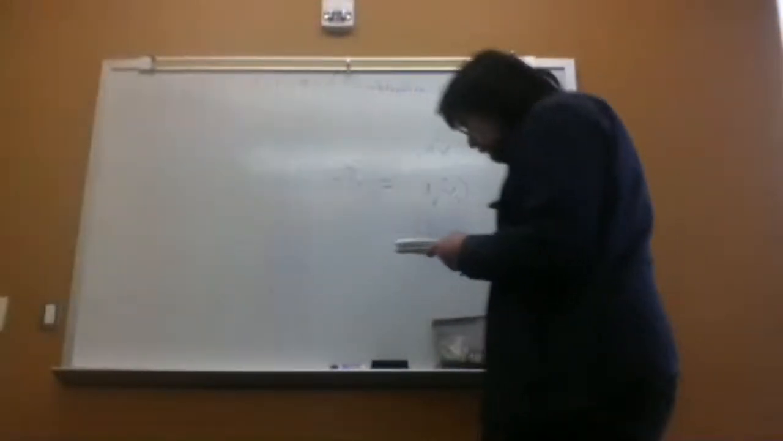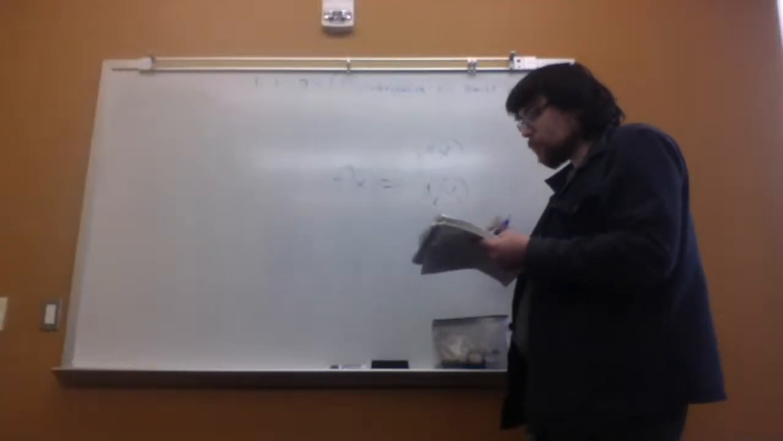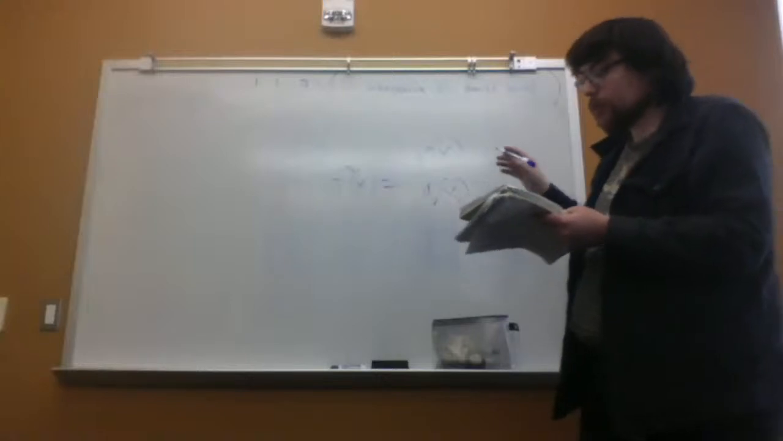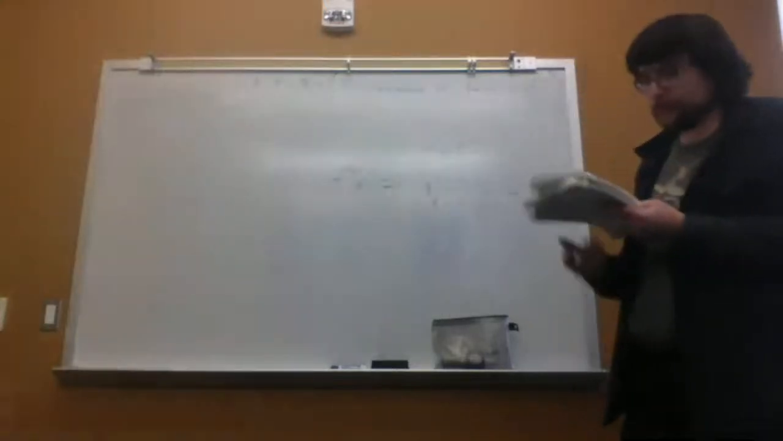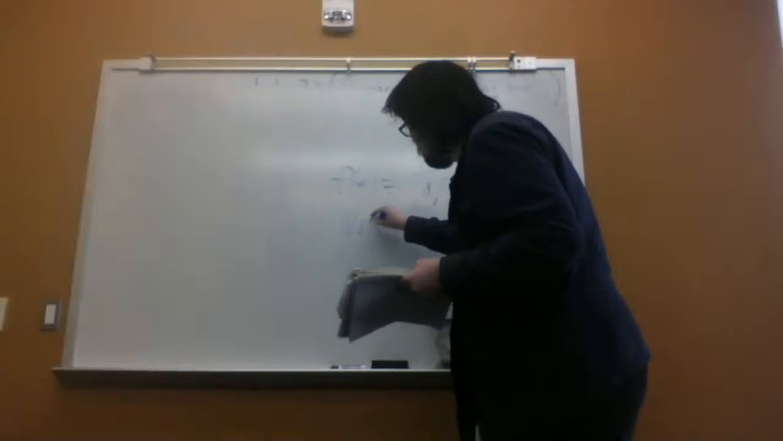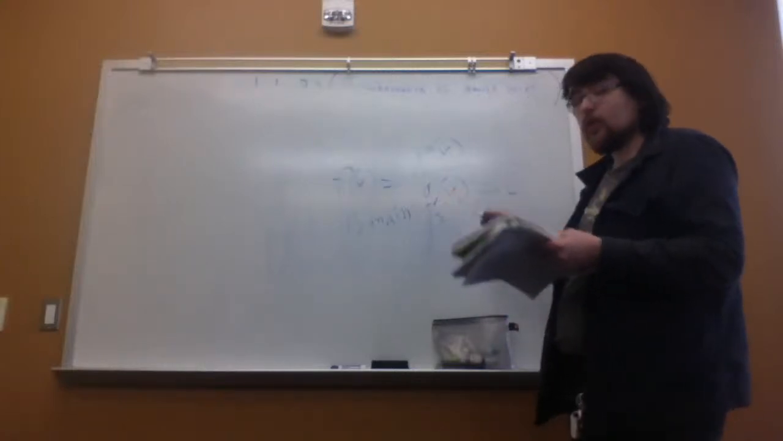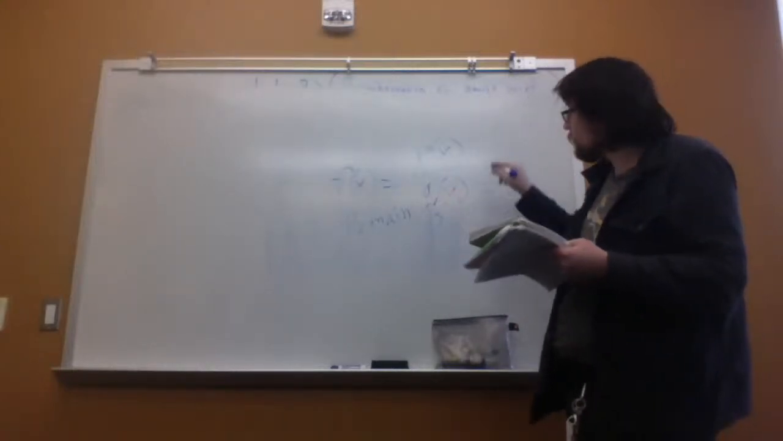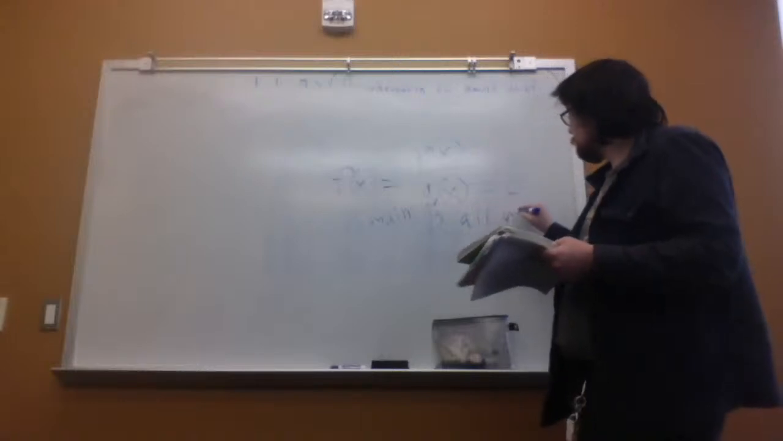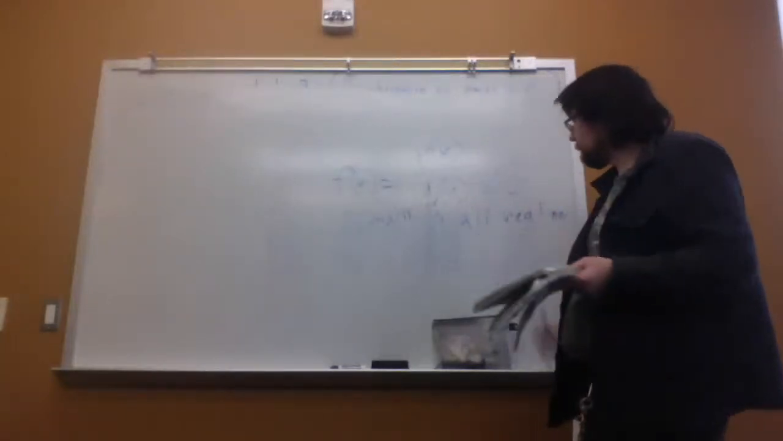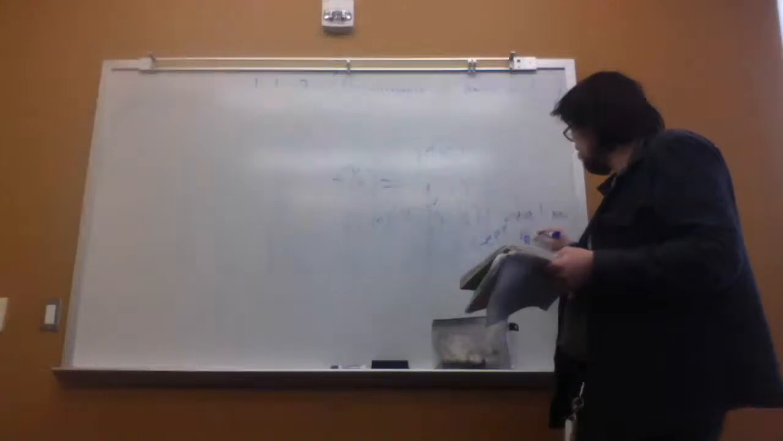All right, so f of x equals p of x over q of x is a rational function where p of x and q of x are polynomials, and q of x cannot equal 0. The domain is all real numbers except the zeros of q of x.